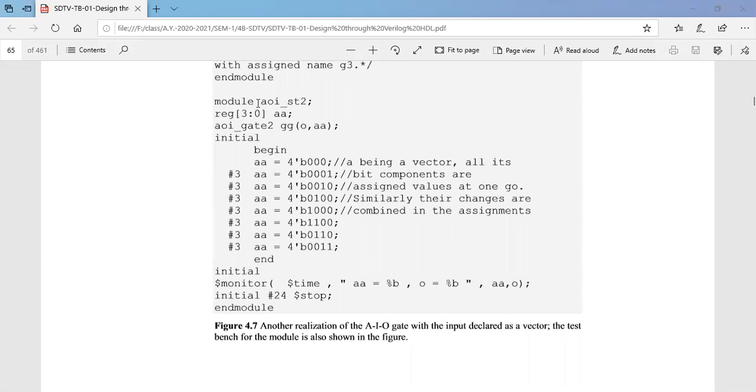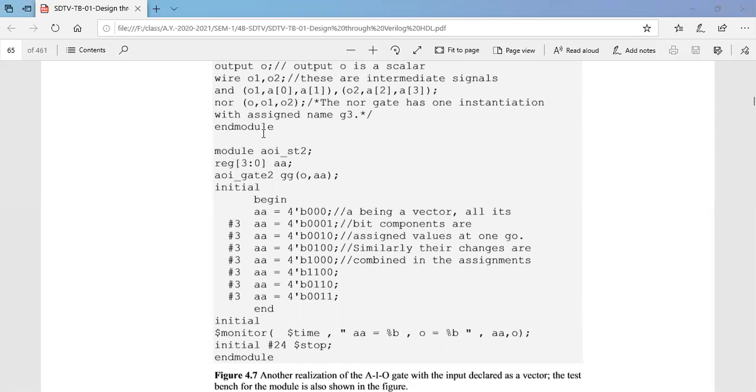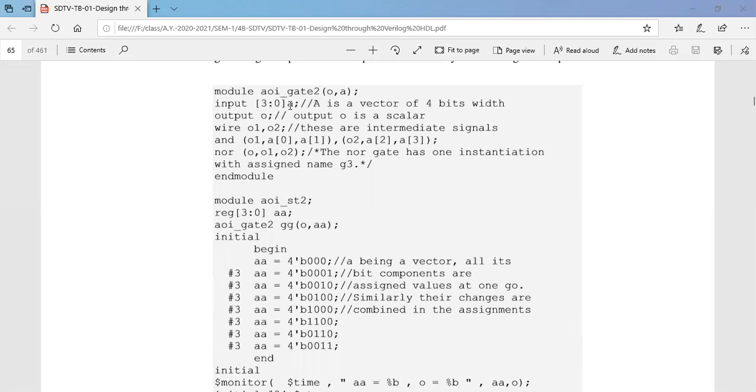Generally we write underscore TB or test bench, AOI underscore test bench. Here we are writing ST2. Okay, you observe here, we have to mention the semicolon also. So generally, when you are writing a test bench, you are using a register for the inputs. Okay, so register 3 down to 0. I can't write the variable A here, since it is already used, so I am writing it as A.